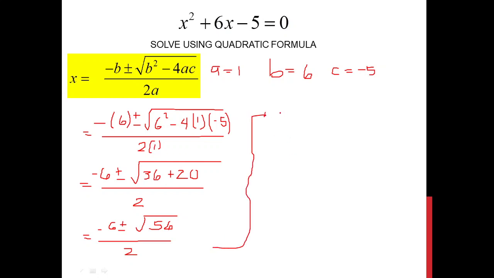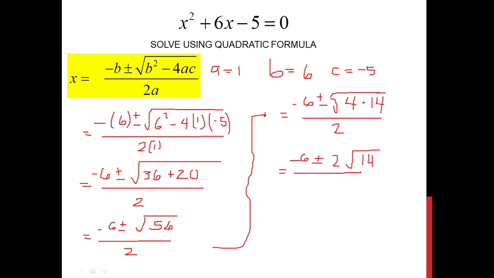So we can rewrite that one as negative 6 plus and minus the square root of 4 times 14, which will still be equal to 56, divided by 2. Okay, so negative 6 plus and minus the square root of 4 is 2, then 14 comes back here, divided by 2.